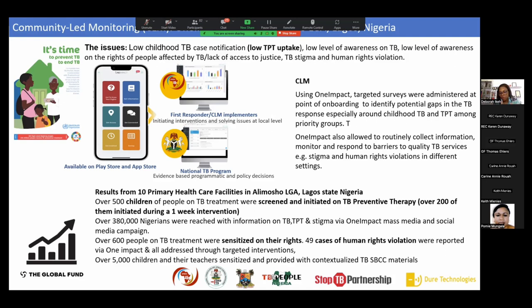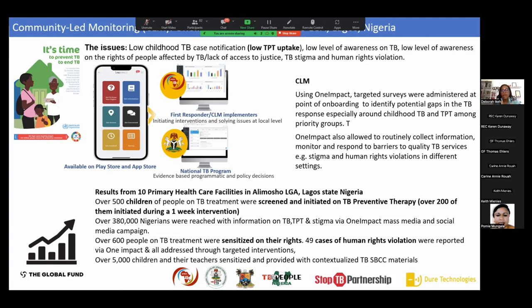You can see what was done, through information that was collected from people on TB treatment who indicated through the One Impact that their close contacts who are children are not on TPT and TB program. We, in collaboration with DHDC, TB People Nigeria, went to the grassroots and were able to carry out targeted intervention to be able to place these children on TB preventive therapy.